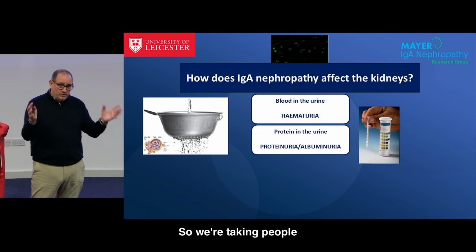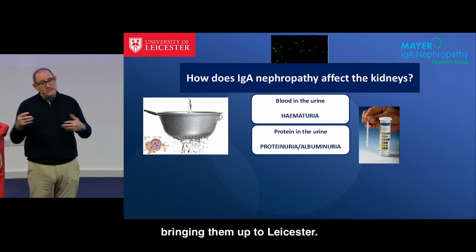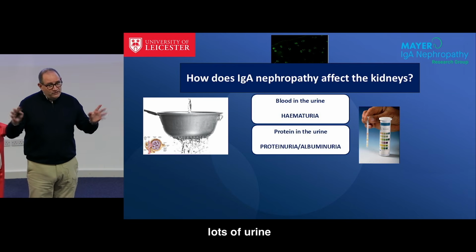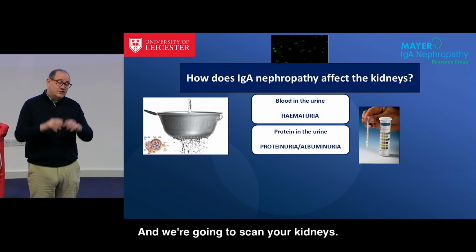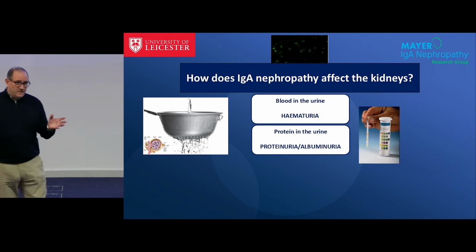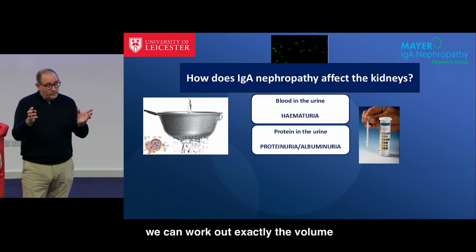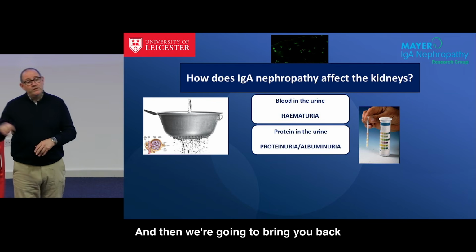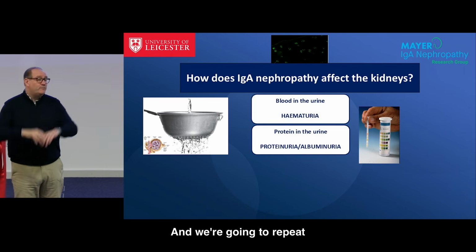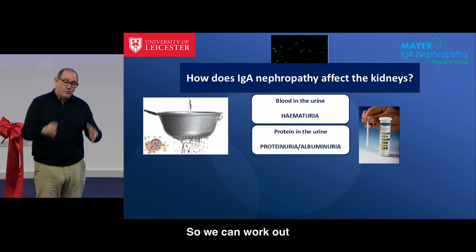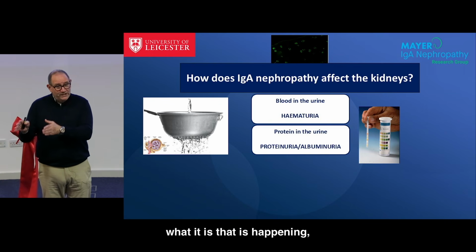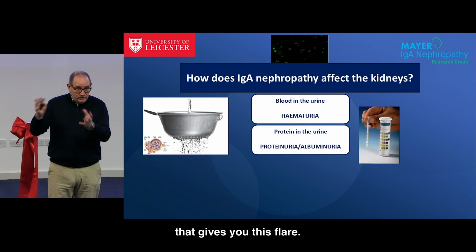So we're taking people who have those episodes, bringing them up to Leicester, they're asking for lots of blood, lots of urine, lots of other bits and pieces, and we're going to scan your kidneys. And by doing a detailed scan, we can work out exactly the volume, how big your kidneys are. And then we're going to bring you back when you feel completely well. And we're going to repeat all of it so we can work out what's changed between those two, because we really don't know what it is that is happening that gives you this flare.